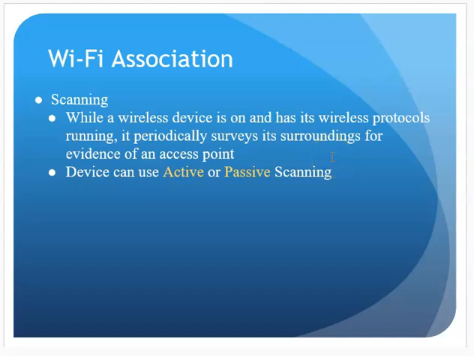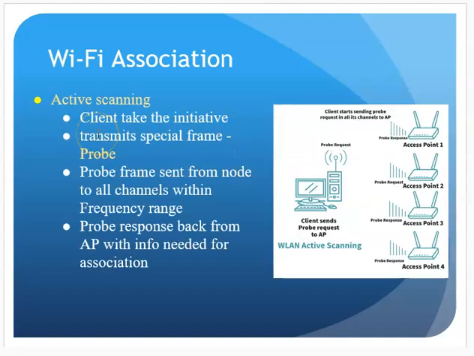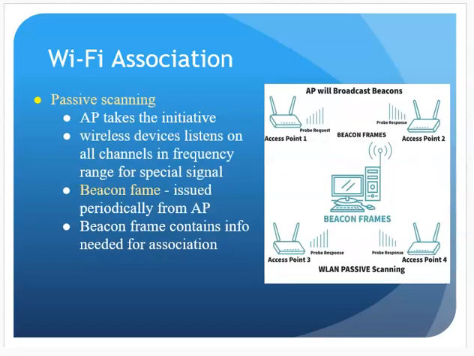On my laptop, if you will, I keep picking on a laptop because that's what most of us use for our wireless networks. While I boot this up, it can actually be doing active or passive scanning, and the device, whether it be phone, laptop, tablet, etc. With active scanning, my client takes the initiative and tries to probe: is there an access point out there that I could connect to? The probe frame is sent from the node to all the channels within that frequency range, hoping for the access point to respond back to me, saying, hey, I would like to associate to connect on your network.